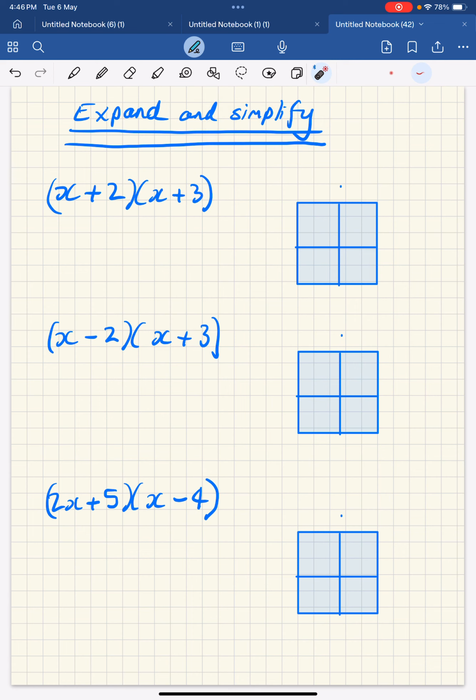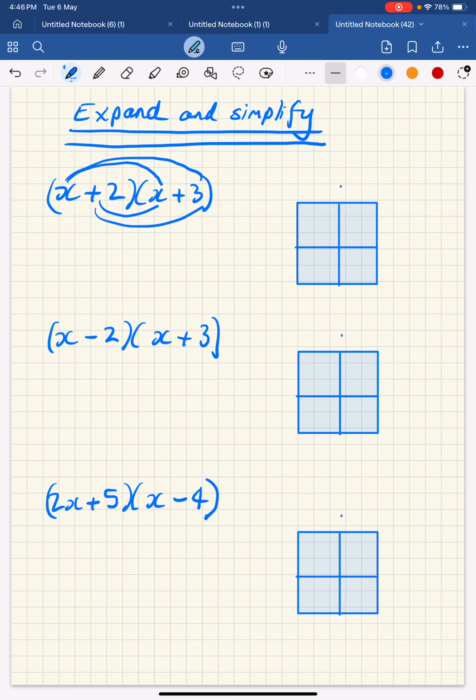Now you might have your own technique for this, where you might just do x times x, x times 3, 2 times x, 2 times 3, and that's fine. You put your answers down here, then you gather them together. But I'm going to show you the grid method, right? So here's the grid method.